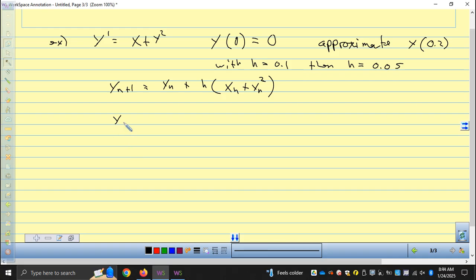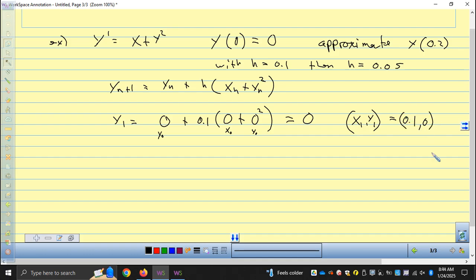So y1 equals 0. That's y0, this point that we're given, plus 0.1 times x0, which is 0, plus y0 squared, equals 0. So x1, y1, our first approximation, is 0.1, comma 0.